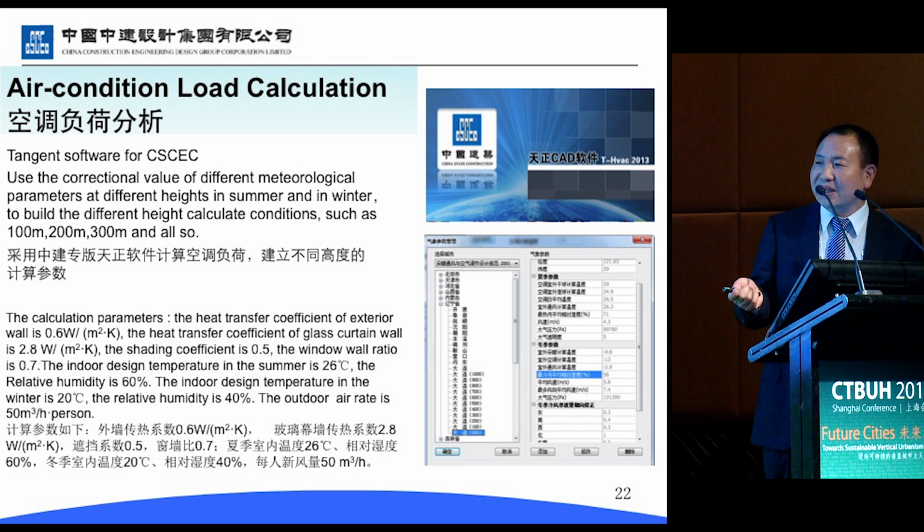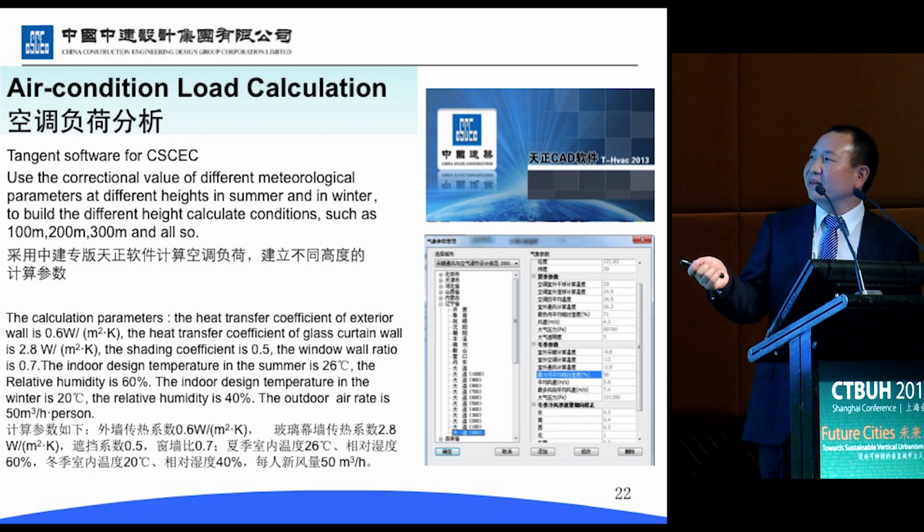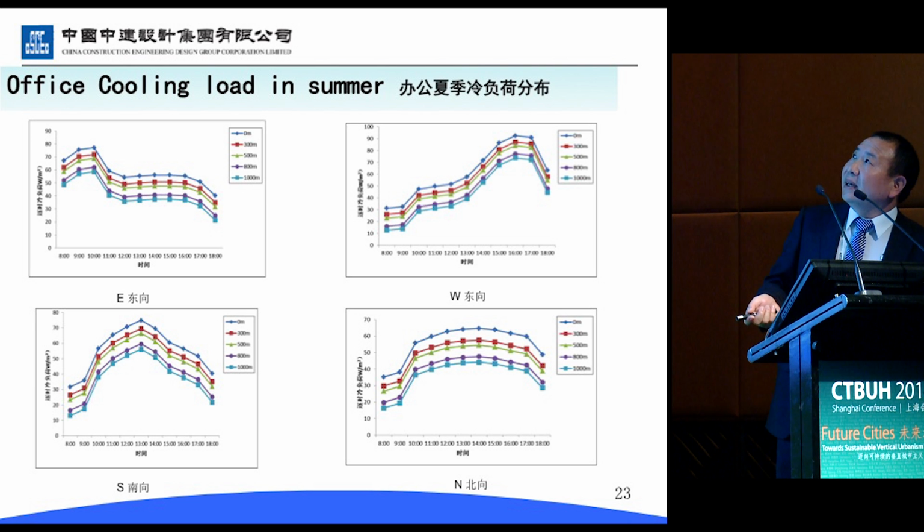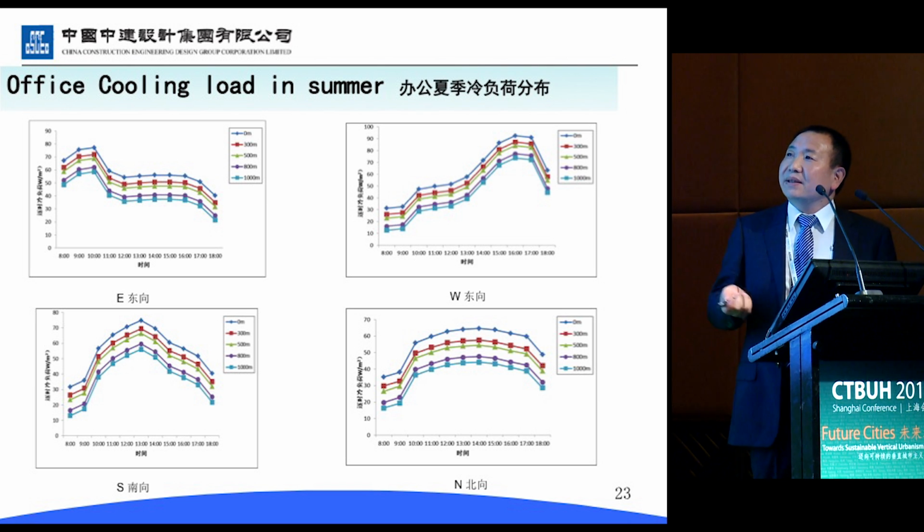The heat transfer coefficient for the exterior wall is about 0.6 watts per m squared multiplied by K. The heat transfer coefficient of a glass curtain wall is about 2.8 W per square meter dot K. And the shading coefficient is 0.5, and the window wall ratio is about 0.7, and the indoor design temperature in the summer is 26 Celsius, the relative humidity is 60.